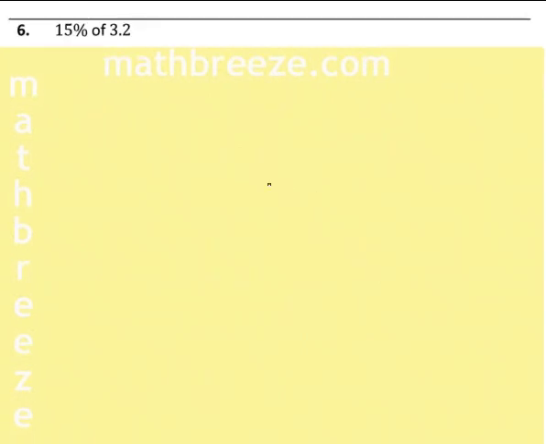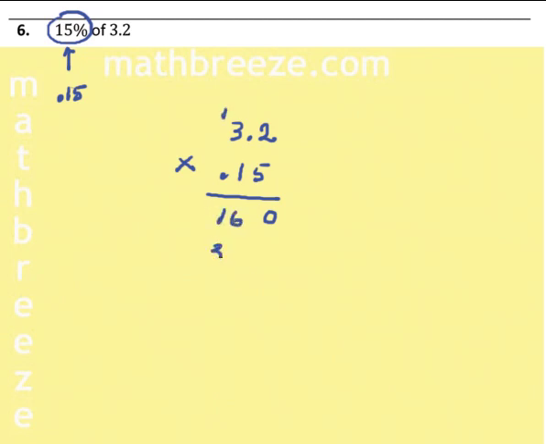Now we're finding 15% of 3.2, so we're going to multiply 3.2 by the decimal equivalent of 15%, that is 0.15. All right, so multiply 3.2 times 0.15. All right, so here we have 5 times 2. 5 times 3 is 15, and 1 is 16. And then we'll multiply by 1.